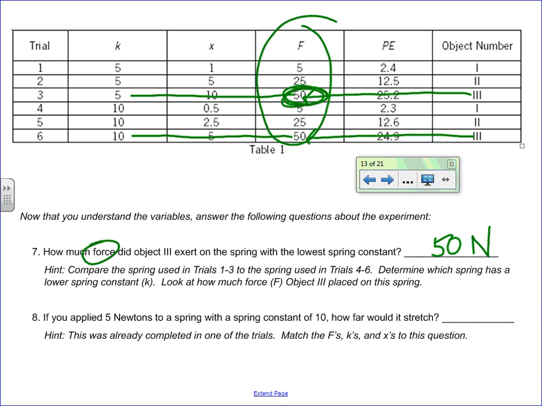Okay, let's take a look at the next one. If you apply 5 newtons to a spring with a spring constant of 10, how far would the spring stretch? What are we circling in this case? What are we looking for? Okay, how far it would stretch, and which variable letter is that then? X. The displacement is how far it stretches. So actually, I'll switch to another color. So the stretch is what we're looking for, and that should be found somewhere in here. So now we have a lot of different options. 1, 5, 10, 0.5, 2.5, 5. It's going to be one of those, but which one is it?